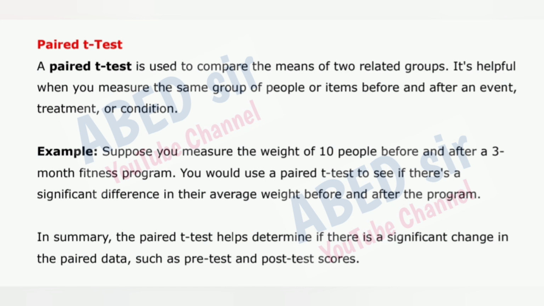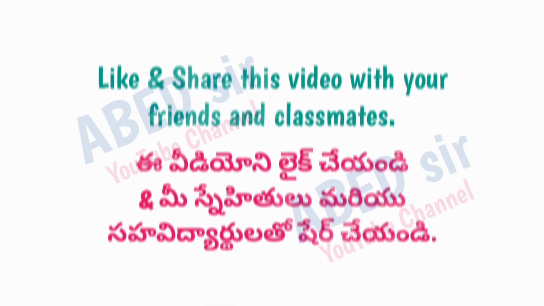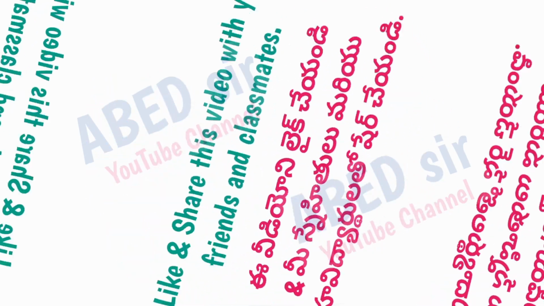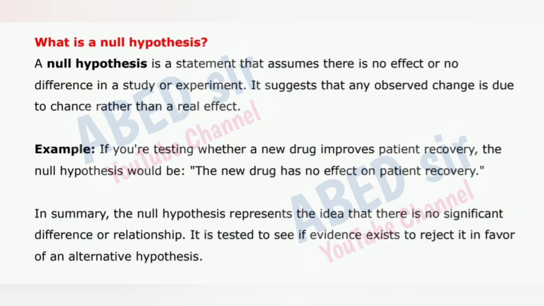Example: suppose you measure the weight of 10 people before and after a 3-month fitness program. You would use a paired t-test to see if there's a significant difference in their average weight before and after the program. In summary, the paired t-test helps determine if there is a significant change in the paired data, such as pre-test and post-test scores. Next important short question is: what is a null hypothesis?